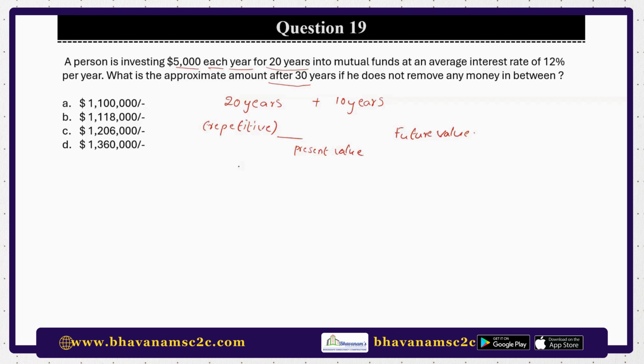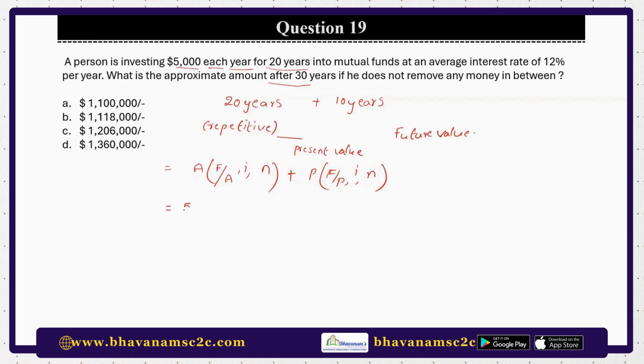So it has to be two different problems that we have to solve here. Since it is repetitive mode for the first 20 years, it will be the A value. And for the later 10 years, it will be the P value, since we are considering that as a present value. Okay. Now let us see how we're going to put it.